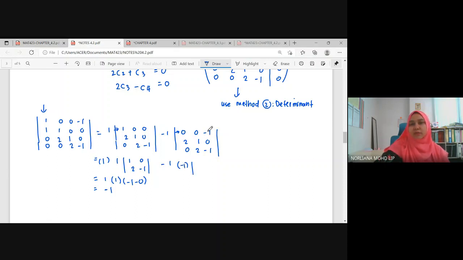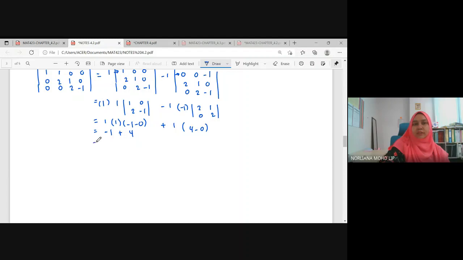times, okay, tutup ni. 2102. Okay, so sini dapat apa? Ni akan dapat plus 1 kan? 4 minus 0. So ni plus 4 is equal to 3. 3 is not equal to 0.